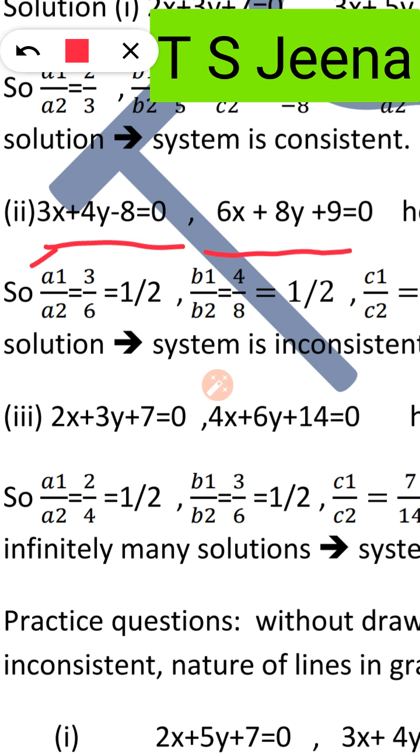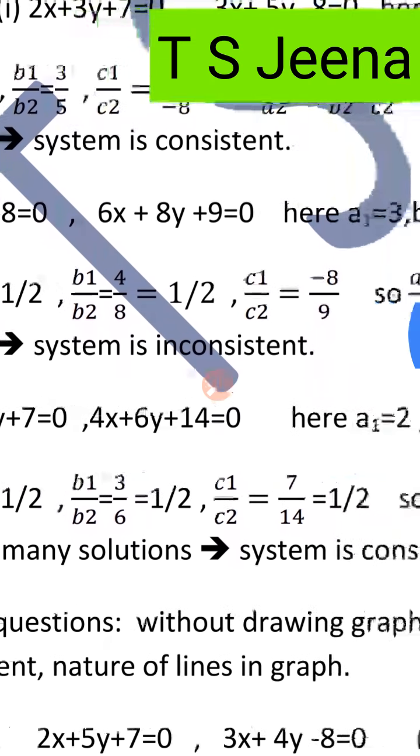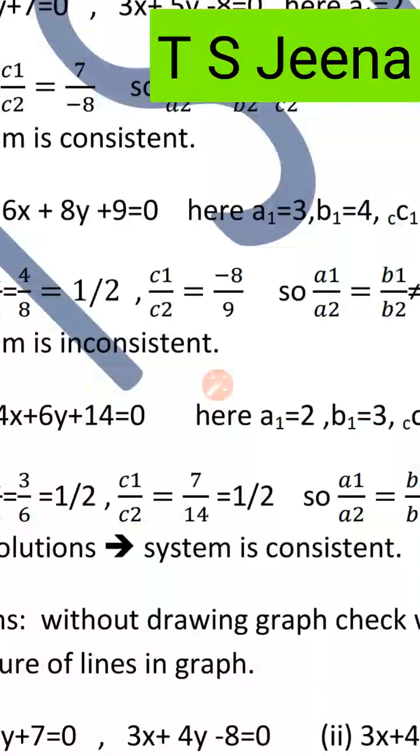a1 upon a2 you have to find out. I already told you in the first equation the coefficient of x will be a1. In the second equation the coefficient of x will be a2. So a1 upon a2 is 3 upon 6. On simplification this gives you half. Also b1 upon b2 is 4 upon 8, that is also half. And third, c1 upon c2 is minus 8 upon 9.